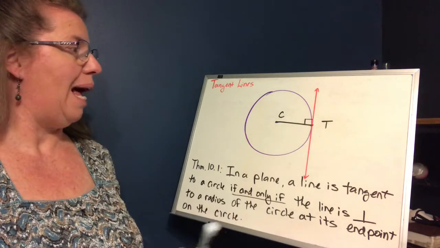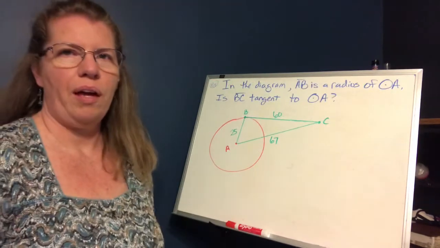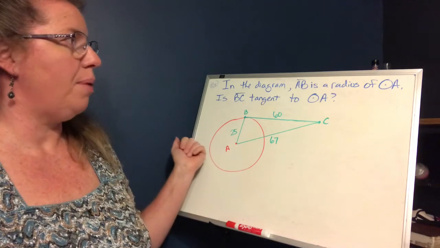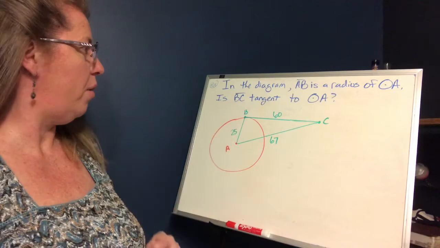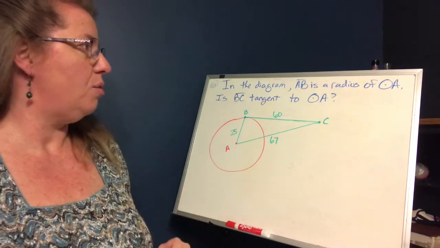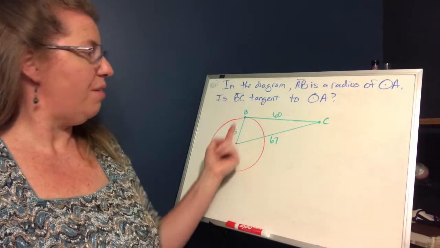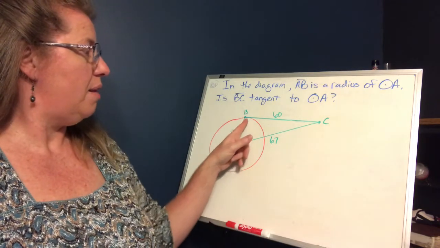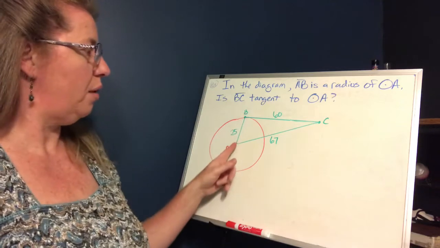So let's look at how this might be helpful to us. Let's do an example. Okay, here's our first example. In the diagram below, AB is a radius of circle A. Here we go, AB. Is BC, this line, tangent to the circle A? So if you remember, if it's a tangent by our last theorem, Theorem 10.1, then this right here needs to be a right angle. It's going to be perpendicular to the radius.